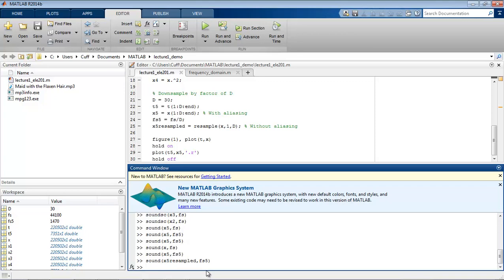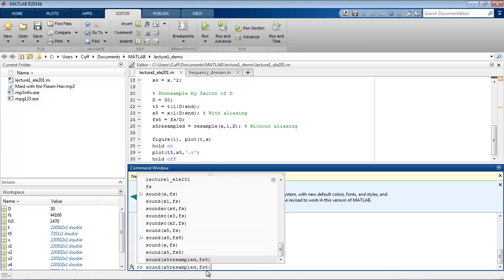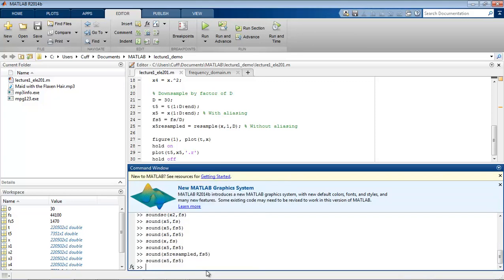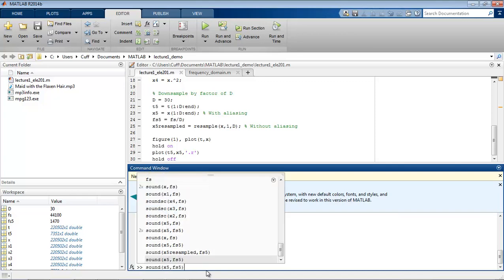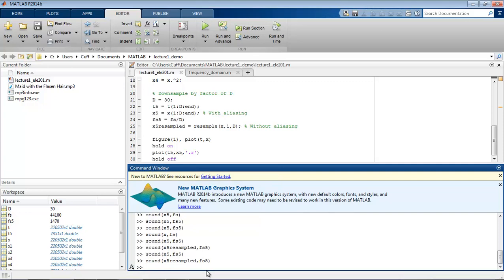Okay, notice that a lot of the artifacts are gone. I'll play back and forth between these two again. You hear all those artifacts that you'd rather not have. If you do it correctly. Okay, so you got rid of the artifacts.